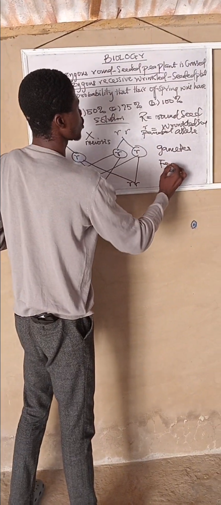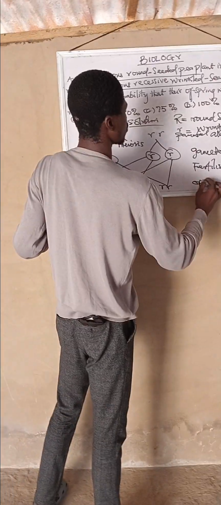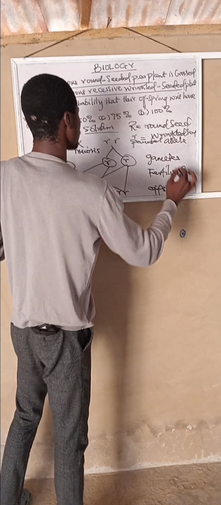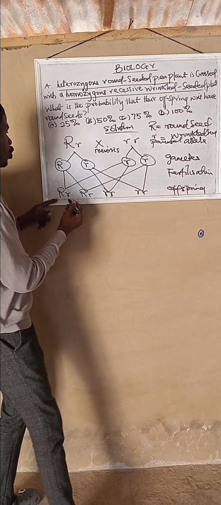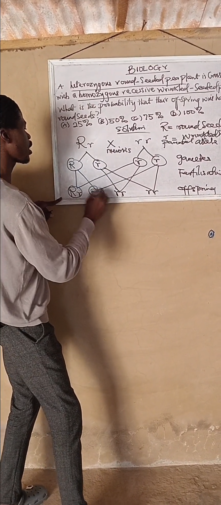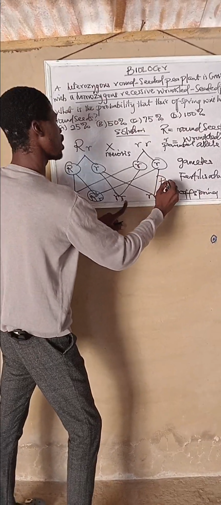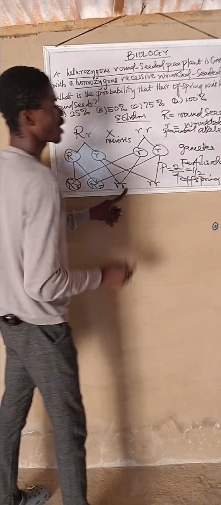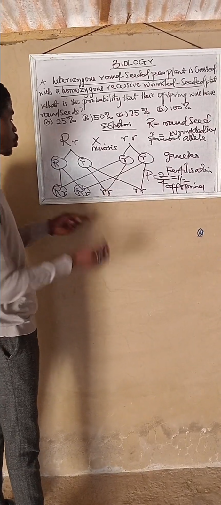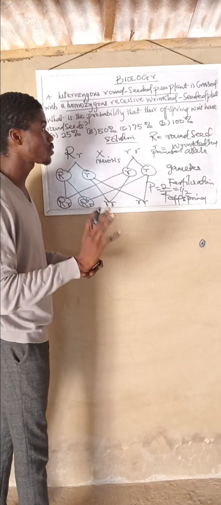Now, this side is fertilization, and this side is the offspring. The question is, what is the probability that the offspring have round seed? How many round seeds do we have among the offspring? This is a round seed, and this is another round seed. So the probability becomes 2 over 4, which is 1 over 2. So the probability is equal to 1 over 2, which means half of the whole 4 organisms have round seeds, and that is 50%.